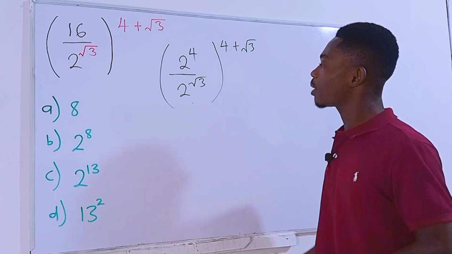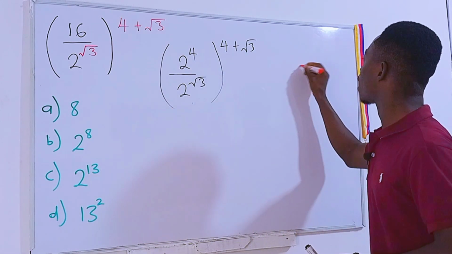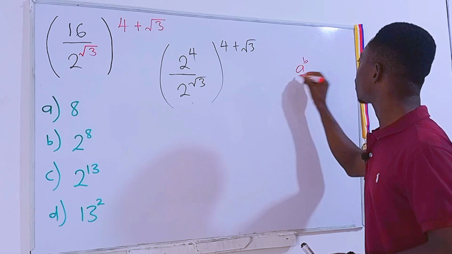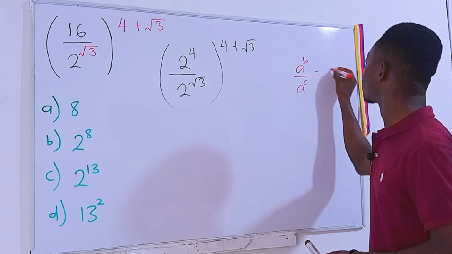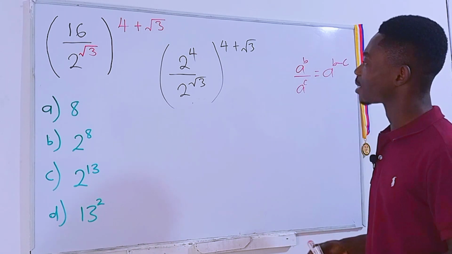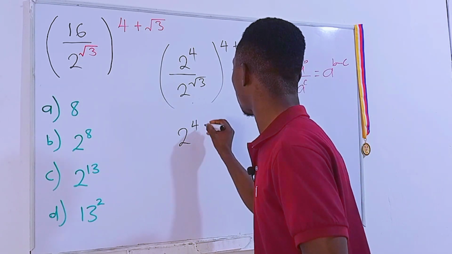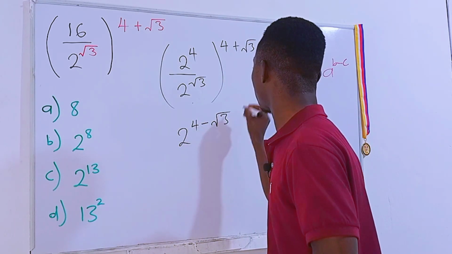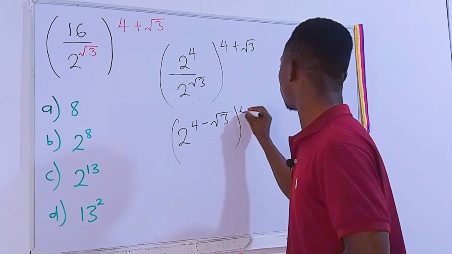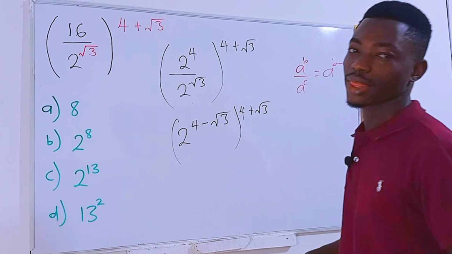Now remember, because the bases are the same, 2 here, we can apply this power rule that a to the power b divided by a to the power c is the same as a to the power b minus c. Just like that. Very simple. So we can have 2 to the power 4 minus square root of 3, then all to the power 4 plus square root of 3, like that.